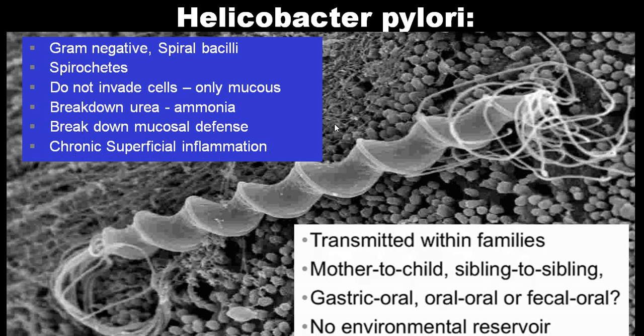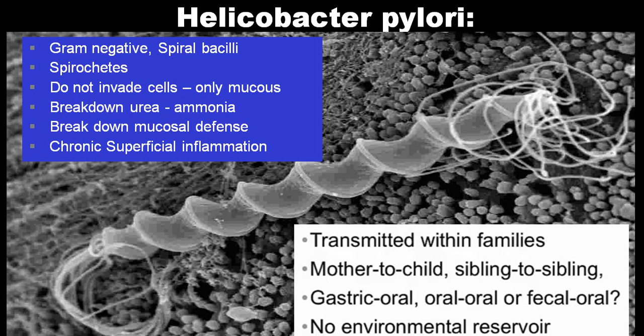The transmission of H. pylori is from family to family, mother to child, sibling to sibling, and mainly the transmission in the family is gastro-oral, oral to oral. Fecal to oral is not well recognized, though some people do agree because of poor oral hygiene, because this particular Helicobacter is not commonly detected in feces, hence the fecal-oral route is not commonly considered.